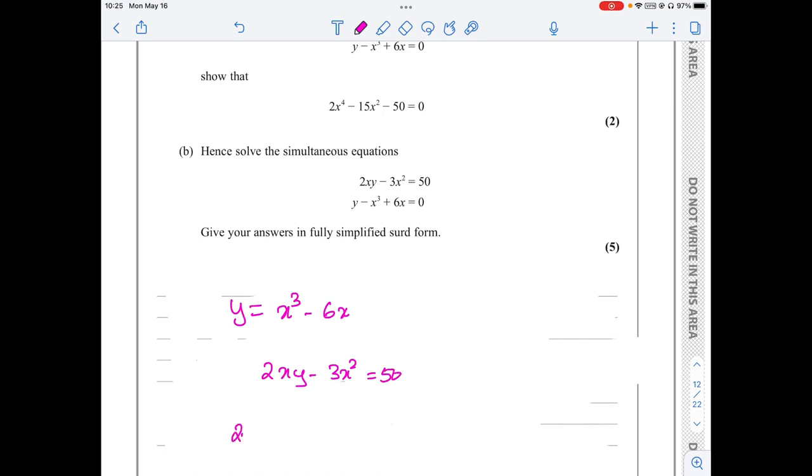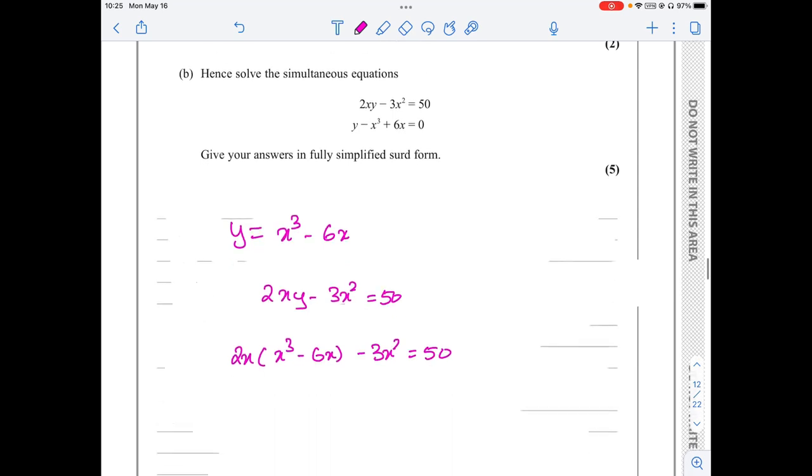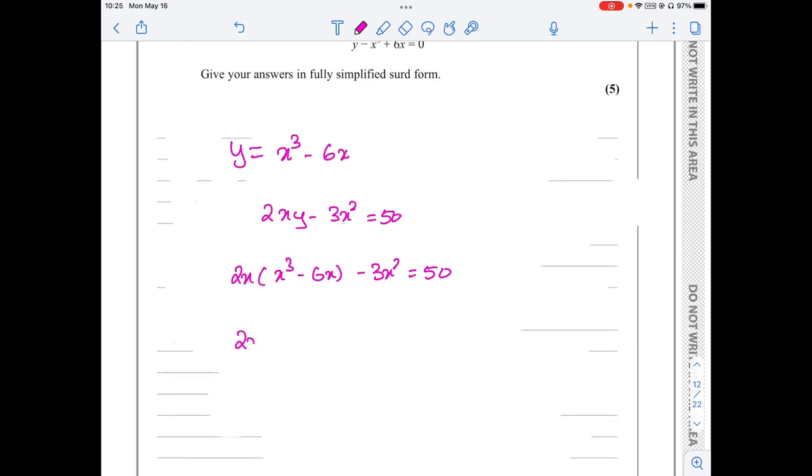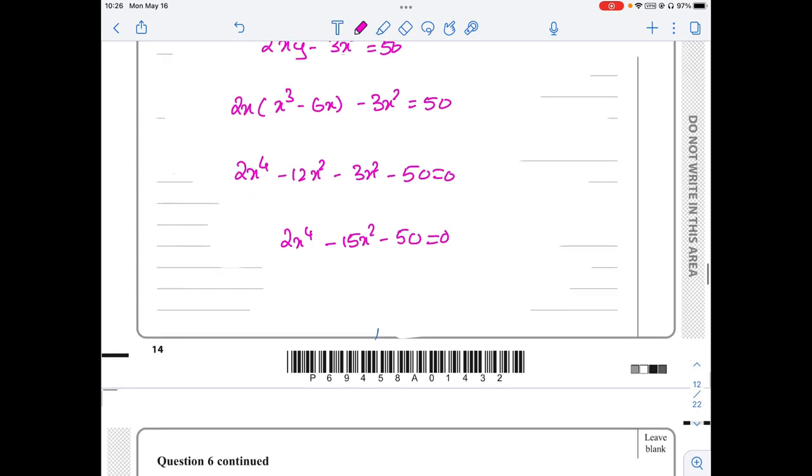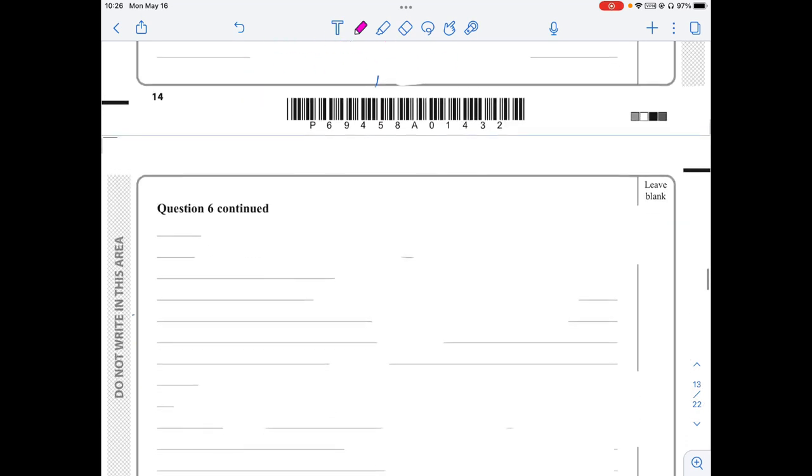So it becomes 2x times y, which is nothing but x cube minus 6x, minus 3x square equals to 50. So what does that become now? 2x to the power of 4 minus 12x square minus 3x square minus 50 equals to 0. So it becomes 2x to the power of 4 minus 15x square minus 50 equals to 0. Then I do the factorization.